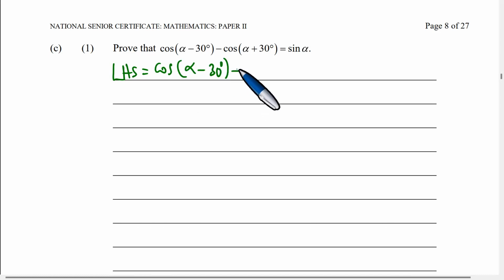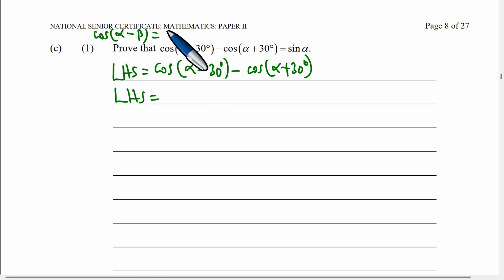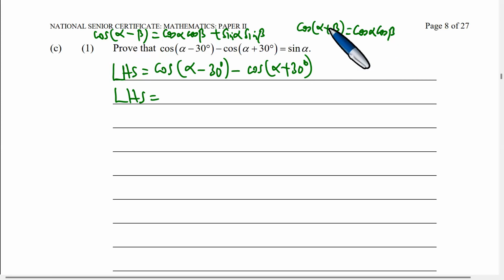Cosine of alpha minus 30 degrees, minus the cosine of alpha plus 30 degrees. Okay. What is this here? So you break it down. What is the formula? There are formulas we learn. In mathematics, the cosine of alpha minus beta is cosine alpha cosine beta plus sine alpha sine beta. And the cosine of alpha plus beta is cosine alpha cosine beta minus sine alpha sine beta. So if it's minus, it becomes plus. If it's plus, it becomes minus. What do we call these formulae? We call them compound angle formulae.